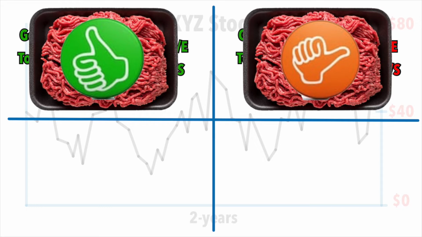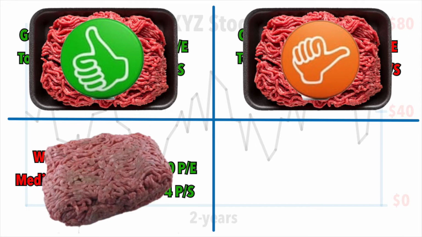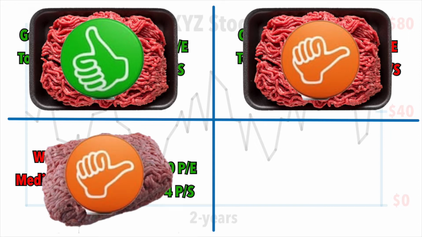Now in this third example, we're buying a weak business, mediocre in the industry with minimal growth ahead. But we're paying the same price as in scenario 1, $20 for $1 in net income and $4 for $1 in revenue. Maybe it's not a buy. Now I'm buying expired nasty ground beef for $2.50 a pound. It's the same price per pound, but I'm not getting as high quality a beef.